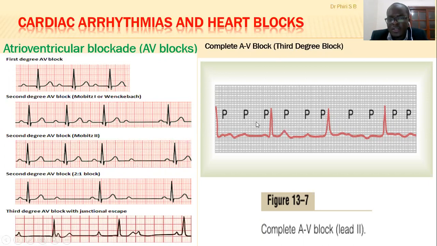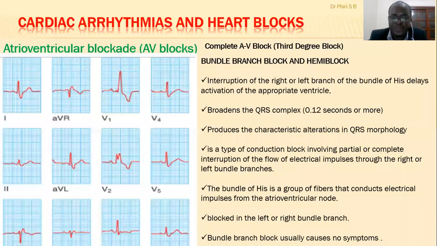Because of this, you can see there is consistency from P to P, P to another P, P to P. Because you have consistent P to P, you also have a consistent R to R interval. It means that this is a third degree heart block. Okay, so you can't miss it.